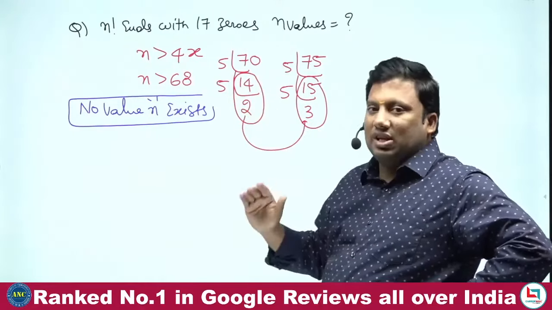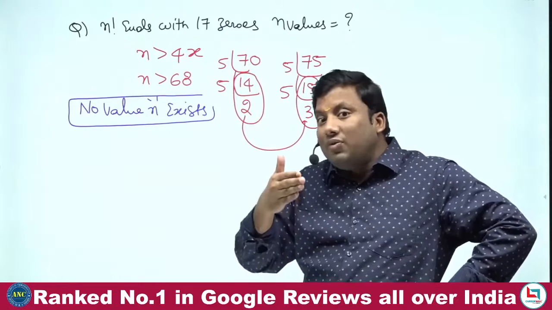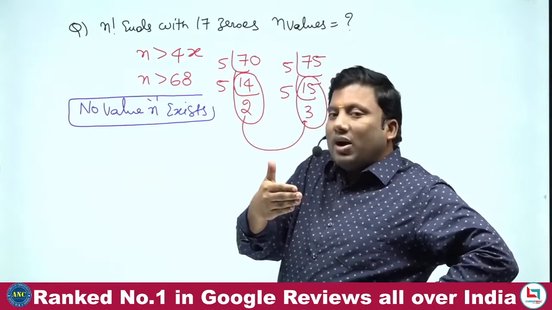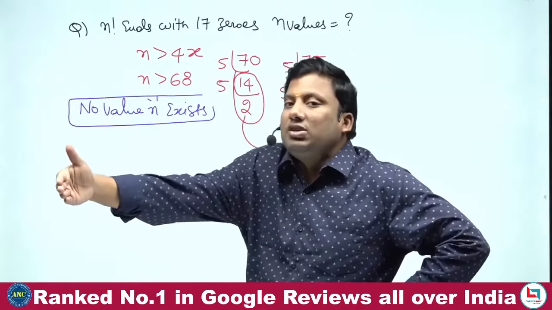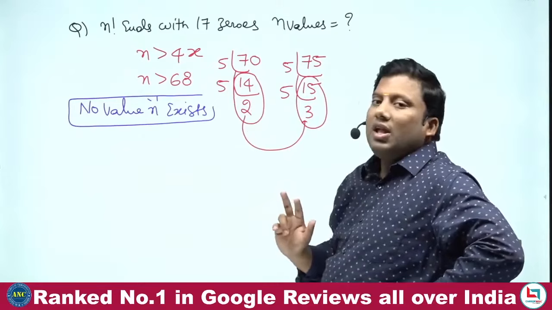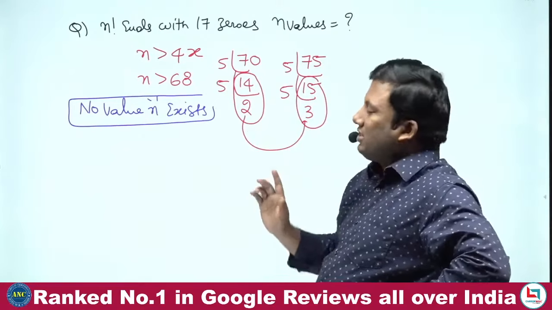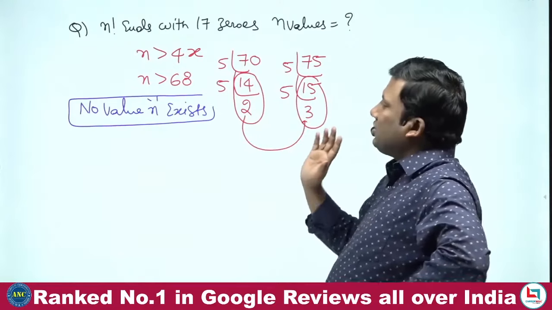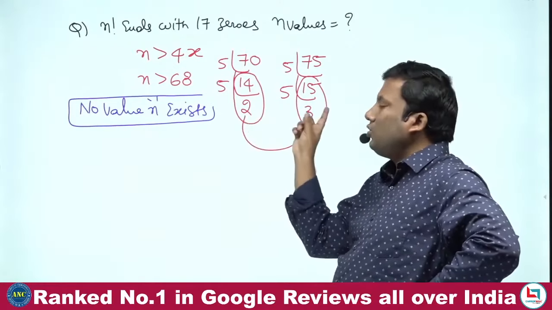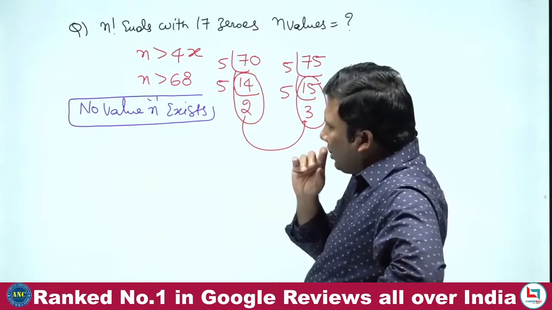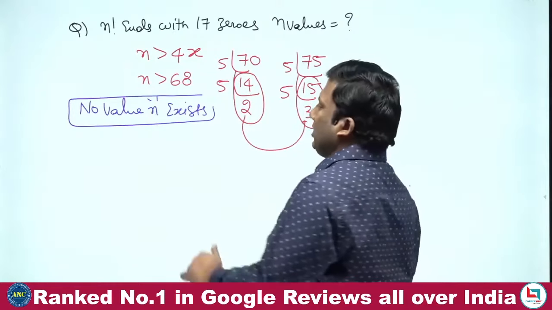70 contains 16 zeros. If 5 factorial contains 1 zero at the end, till the next multiple of 5 the same number of zeros will continue. 71 factorial has 16 zeros. I took the next multiple, 16 zeros to 18 zeros. 17 zeros is not possible. Answer is no value of n exists.